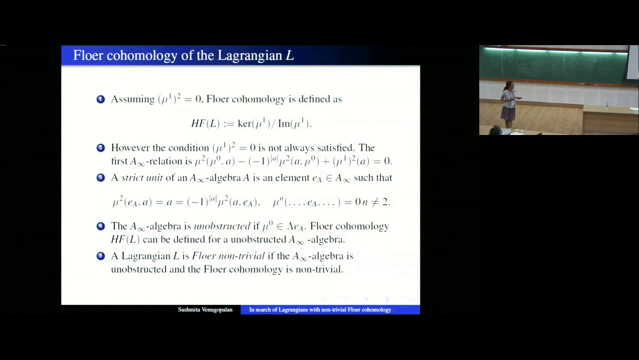And if it is unobstructed, what happens is if you go back to the first A infinity relation, the bad terms, that is the first and the second term, they vanish, and you're just left with mu 1 squares to 0. So for an unobstructed A infinity algebra, one can define Floer cohomology, and in such a situation, if the Floer cohomology is non-trivial, then that's when we say that a Lagrangian has non-trivial Floer cohomology. Sorry, this is technical. It cannot be helped, but after this, I get to some examples to give a sense of what these Lagrangians are geometrically.